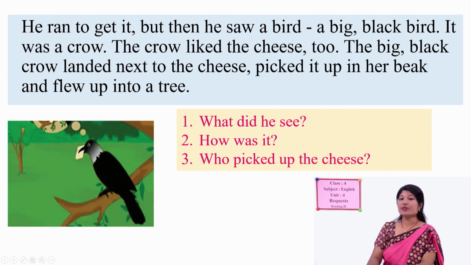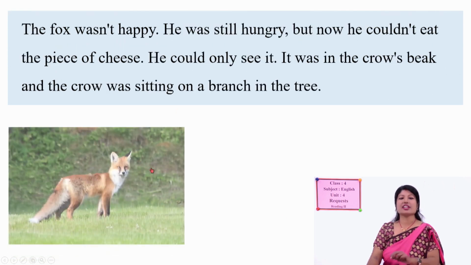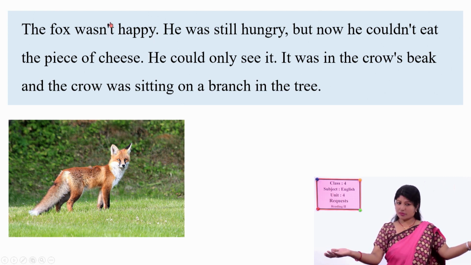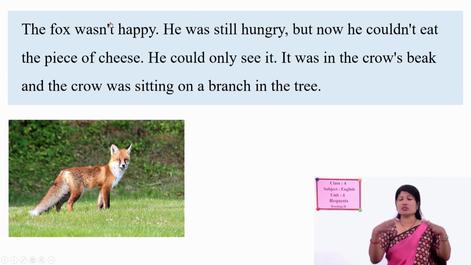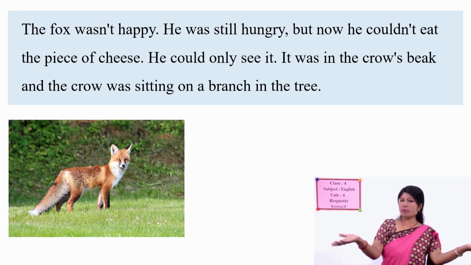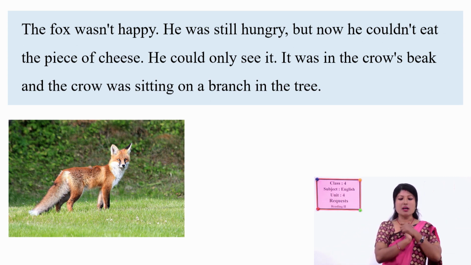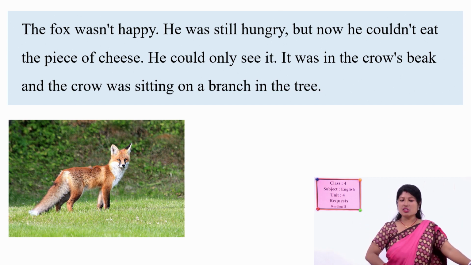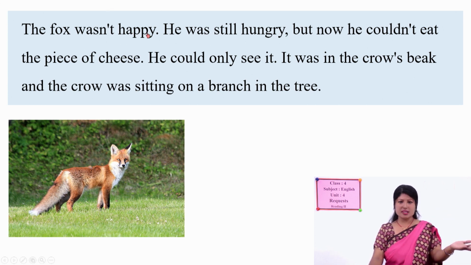Moving to the next paragraph. Here it goes. The fox wasn't happy. How could the fox be happy, right? The fox was very hungry and wanted to eat the cheese, but it was picked up by a bird. The big black bird, that was the crow, right? The crow took away the cheese. That's why the fox wasn't happy. Sad. It means it was sad.